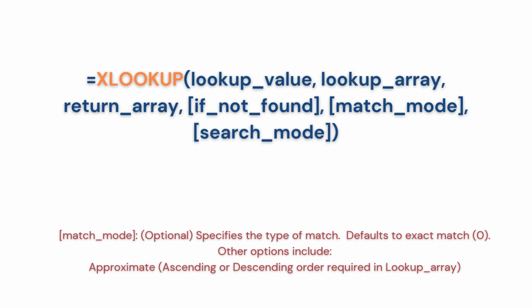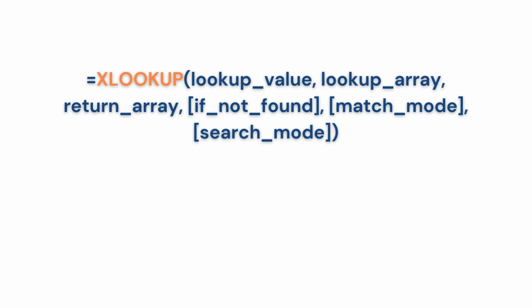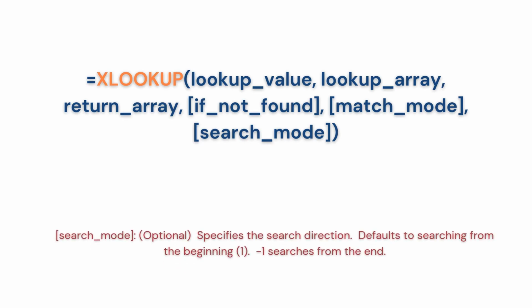And match mode is also optional and it specifies the type of match, defaulting to exact match, 0. Other options include approximate match, where ascending or descending order may be required in the lookup array. Then search mode specifies the search direction, defaulting to searching from the beginning, that is 1, and -1 searches from the end.